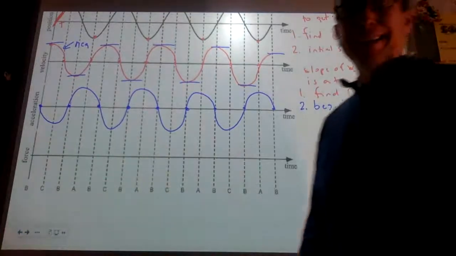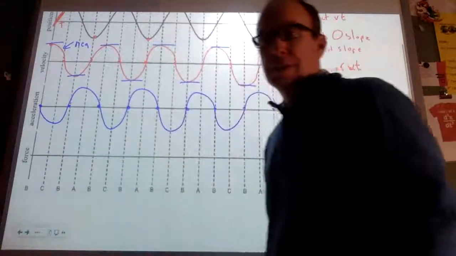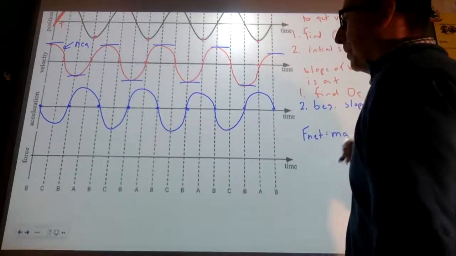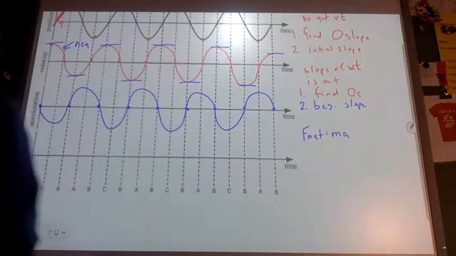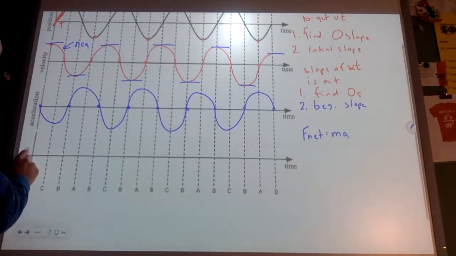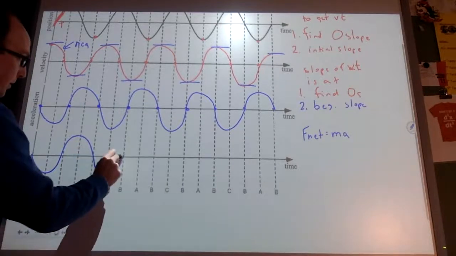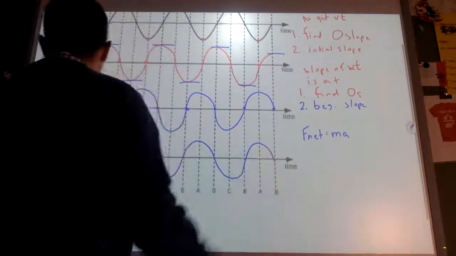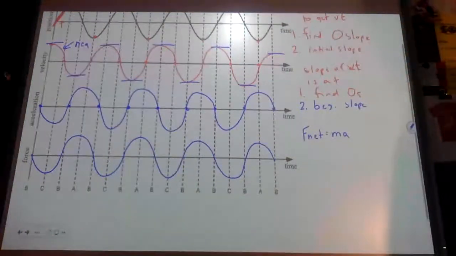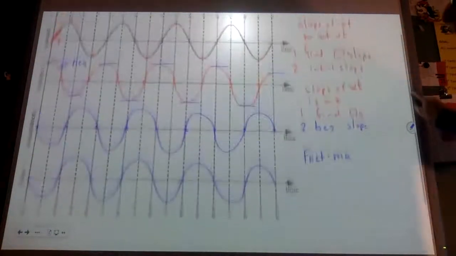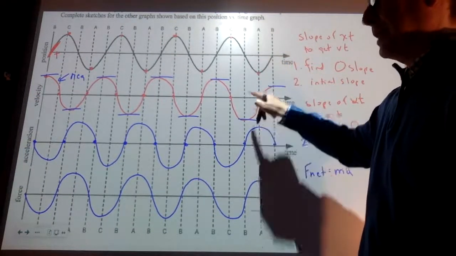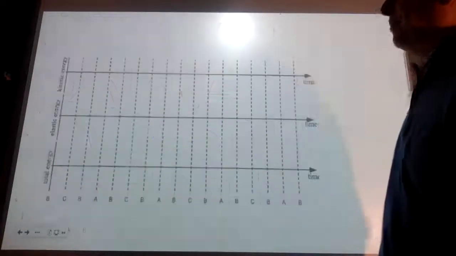Force. Force is directly related to which of these? Acceleration, right? F net equals ma. So force should follow along with our acceleration, and so it should look like the same shape. It doesn't have to mirror it exactly. And again, if you know calculus, you know that this is a sine curve. The derivative of sine gives us cosine. The derivative of cosine gives us negative sine. And then these two are the same.